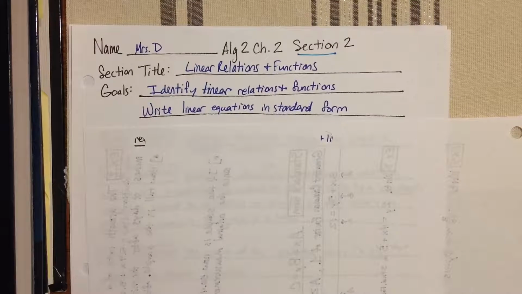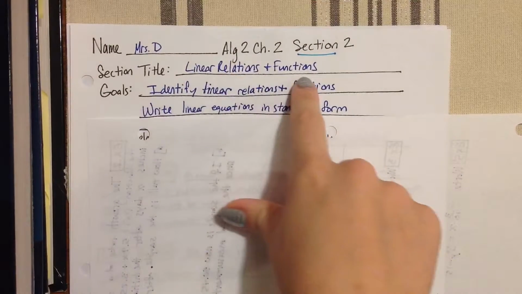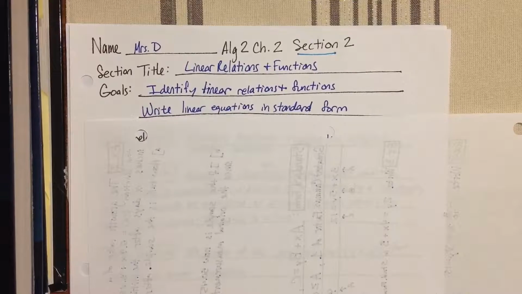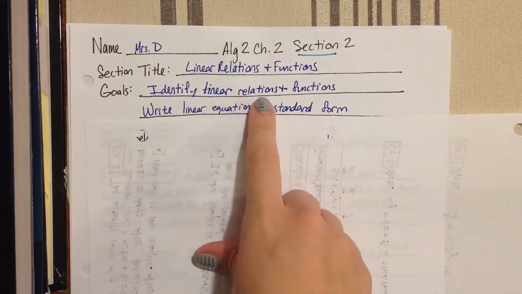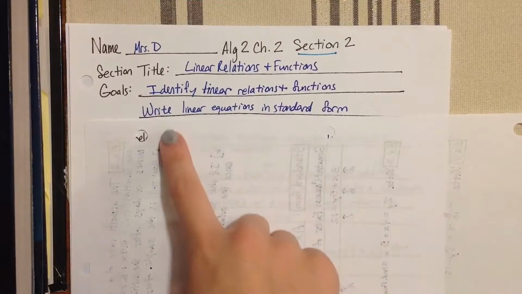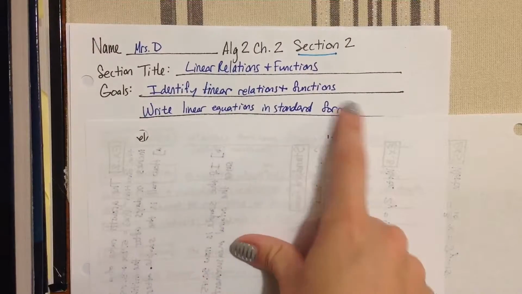Hello Algebra 2, let's talk about Chapter 2, Section 2, which is all about linear relations and functions. A lot of this I'm sure you have heard already. We are going to, in this video, identify linear relations and functions. What is the difference between those exact vocab words? And we're going to write linear equations in standard form.